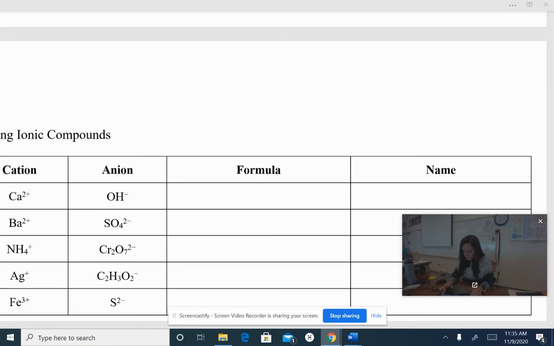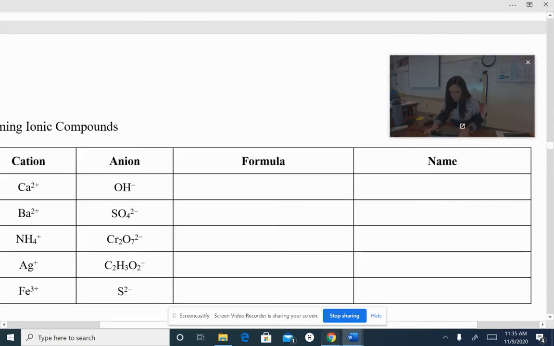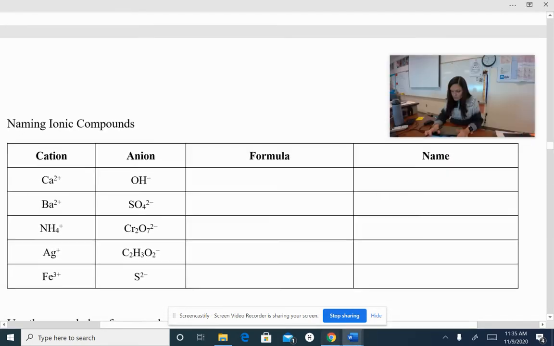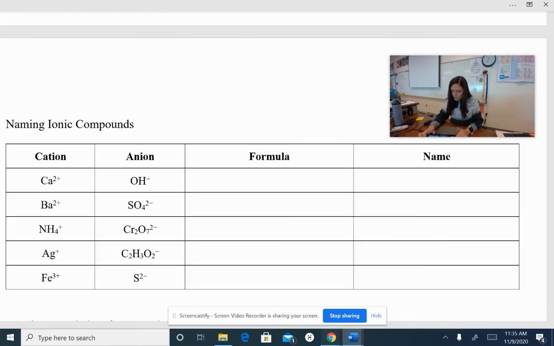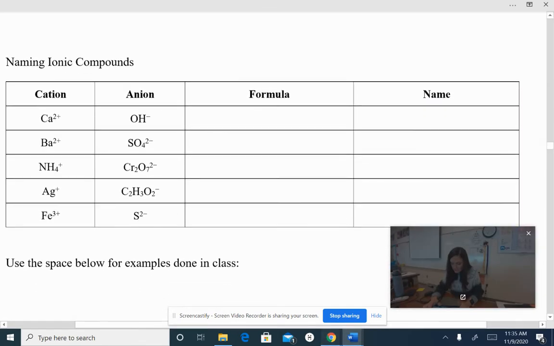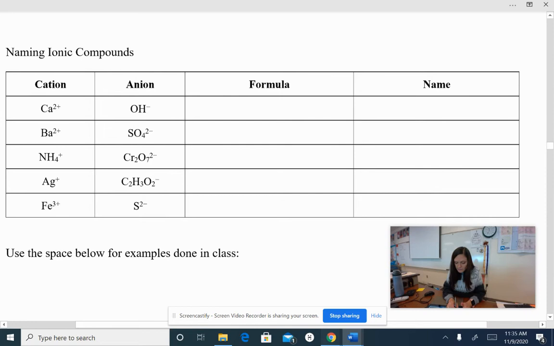Now, here we go. We are going to do some practice with this. This has the ions right here, and it has the anions. The first thing we've got to do is, the charges are already given, so the first thing we have to do is figure out the least common multiple between the two charges.